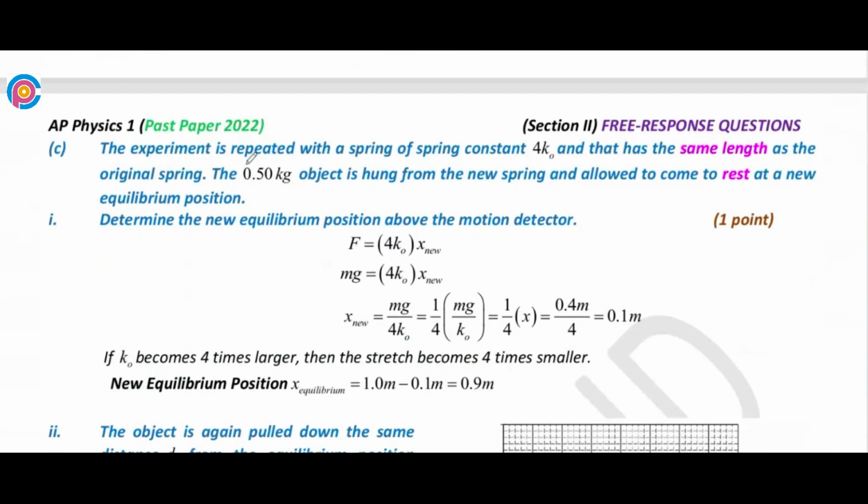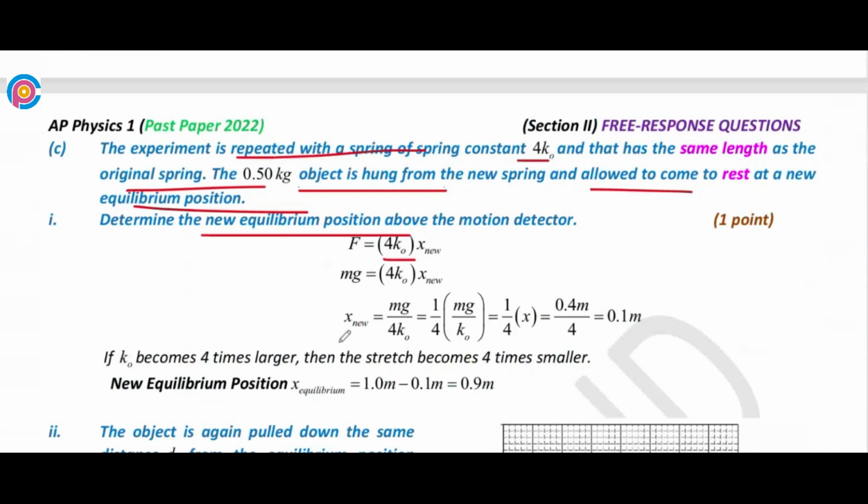Okay. Now, the experiment is repeated with a spring of constant 4k naught and the same original length. The 0.5 kg object is hung on the new spring and allowed to come to rest at the new equilibrium position. Determine the new equilibrium position above the motion detector. Okay, we have F is equal to 4k naught x, because the k is replaced.